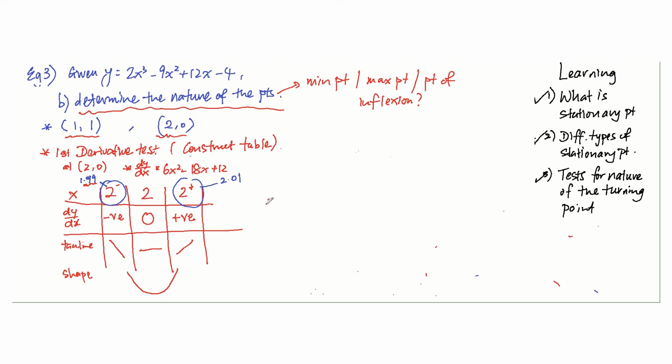So ladies and gentlemen, at (2, 0), the nature of my turning point is, sorry, not a maximum, but rather a minimum point here. And so there you have it. What I've just done is to use the first derivative test, where I constructed the table, making use of the shape of our tangent lines to help us determine the nature of the turning points of our stationary points.